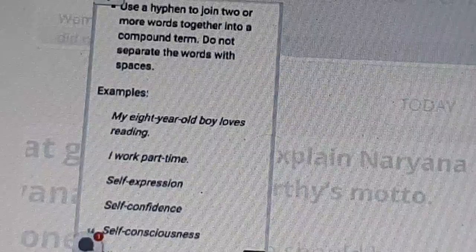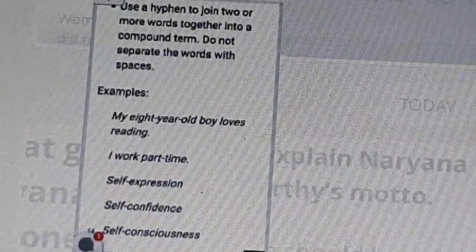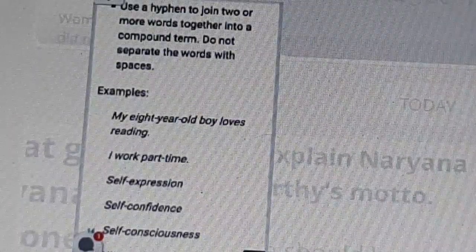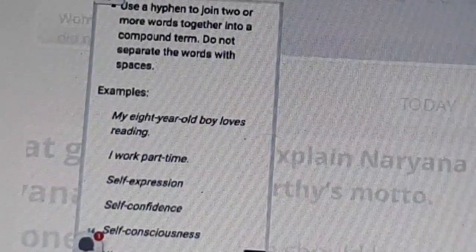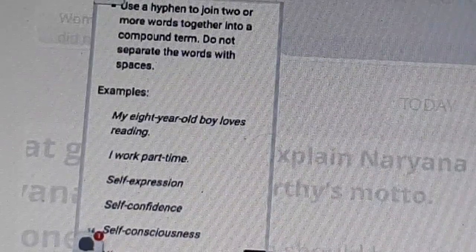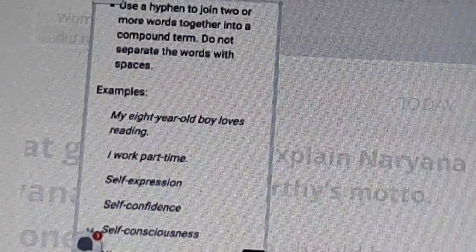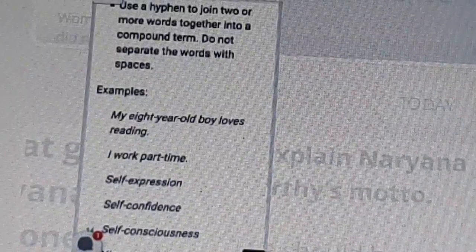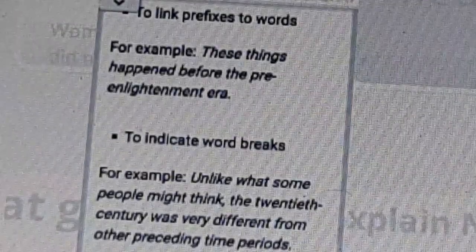Self-expression. This is also the compound word. There we put a hyphen after self. Okay. Self-confidence. It is also a compound word. After self we put a hyphen. Self-consciousness. We put a hyphen after self. 19th-century history. This is also a compound word. We put a hyphen after 19th.